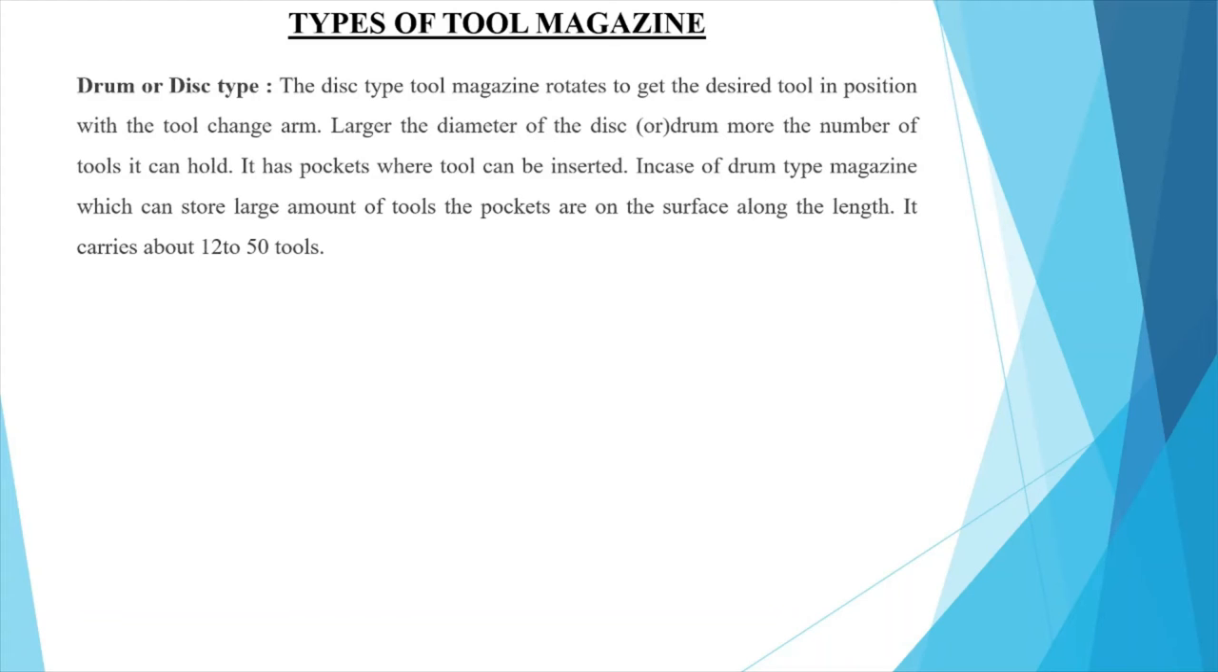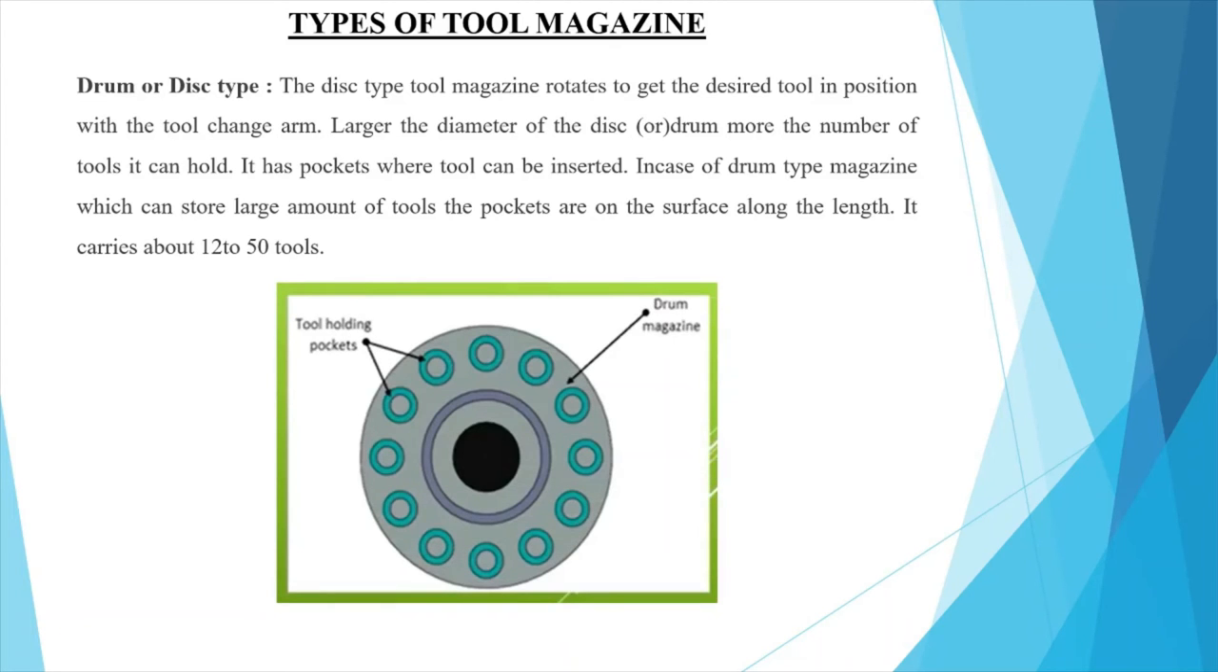First one is drum or disc type tool magazine. The disk type tool magazine rotates to get the desired tool in position with the tool change arm. Larger the diameter of the disk or drum, more the number of tools it can hold. It has pockets where tools can be inserted. In case of drum type magazine, which can store a large amount of tools, the pockets are on the surface along the length. It carries about 12 to 50 tools. So this is the capacity for drum or disk type tool magazine. So this figure shows the drum or disk type tool magazine.